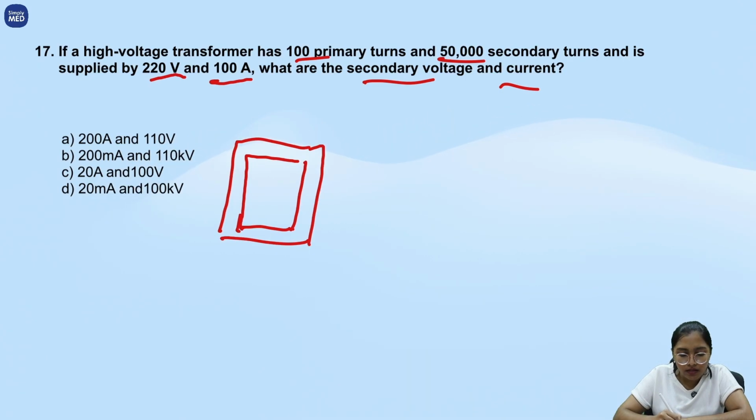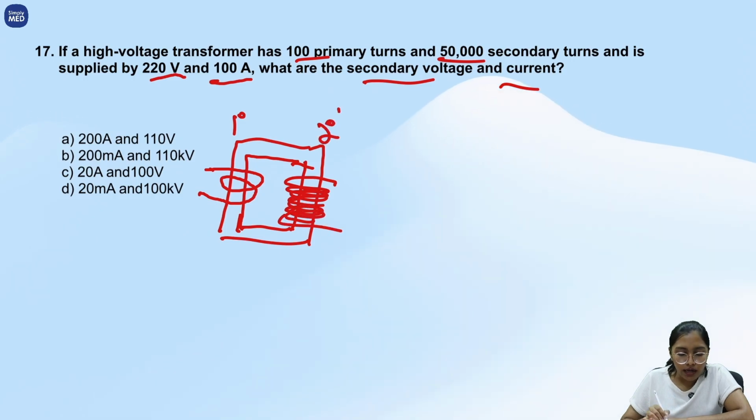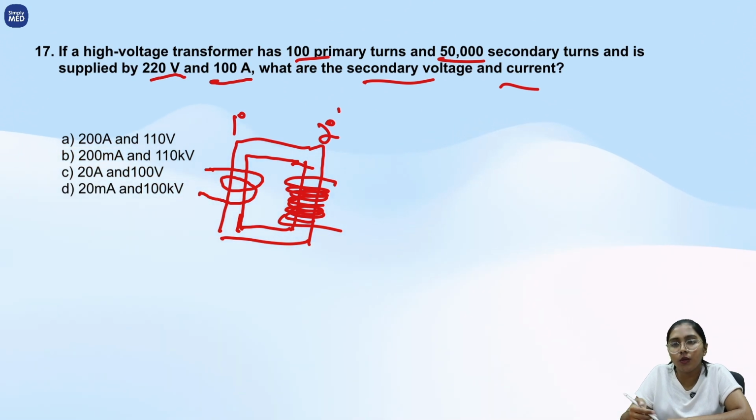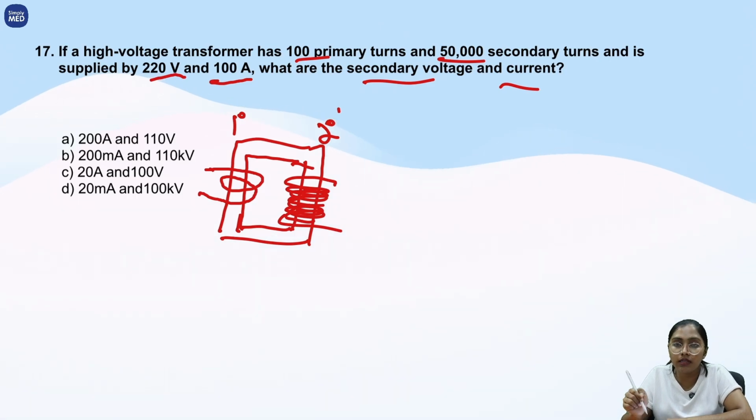So a transformer has a core and iron windings on both sides. If it is a step-up transformer, the number of windings will be less on the primary side and more on the secondary side. Okay. So here we have been given the number of turns in primary is 100 and secondary is 50,000. That means it's a step-up transformer. What does a step-up transformer do? It will increase the voltage. And it is supplied by 220 volts and 100 amperes in the primary side. We have to find out the secondary voltage and current.